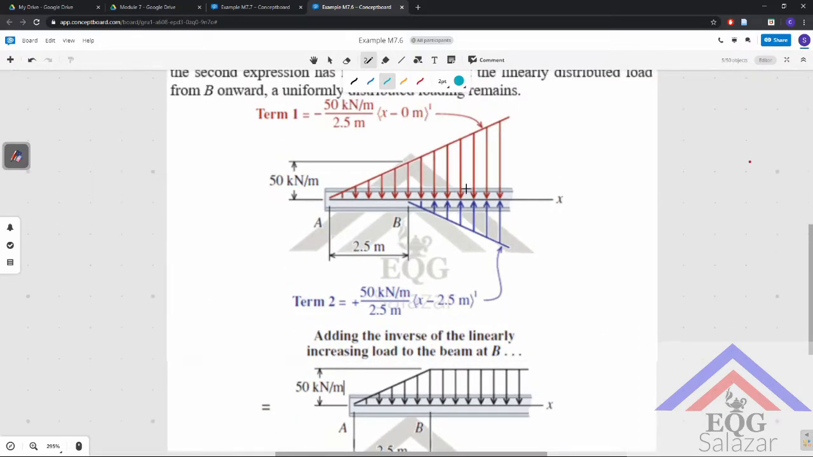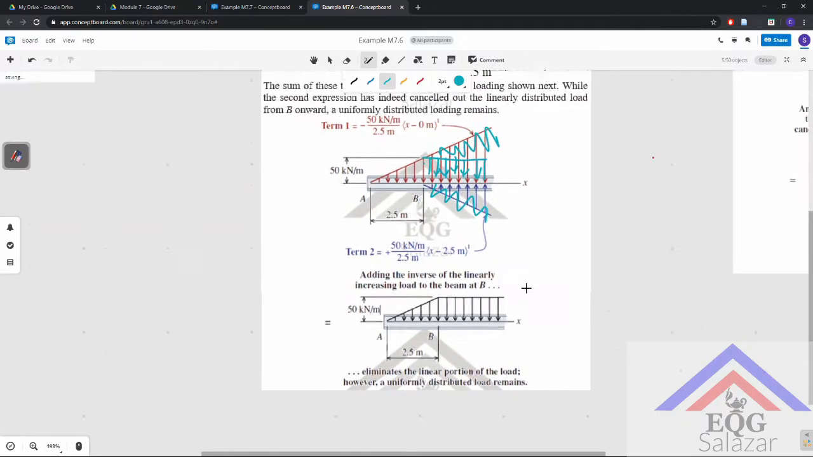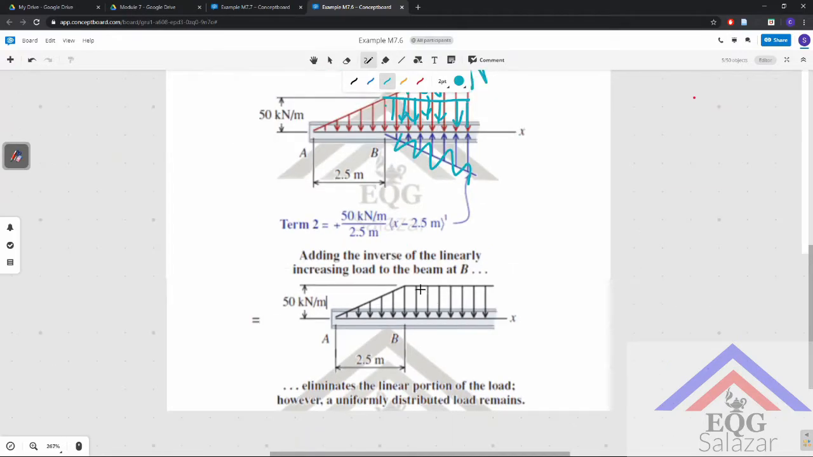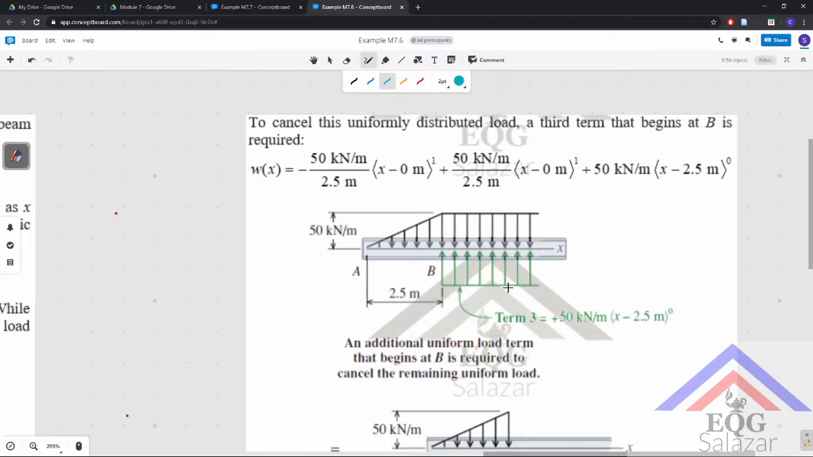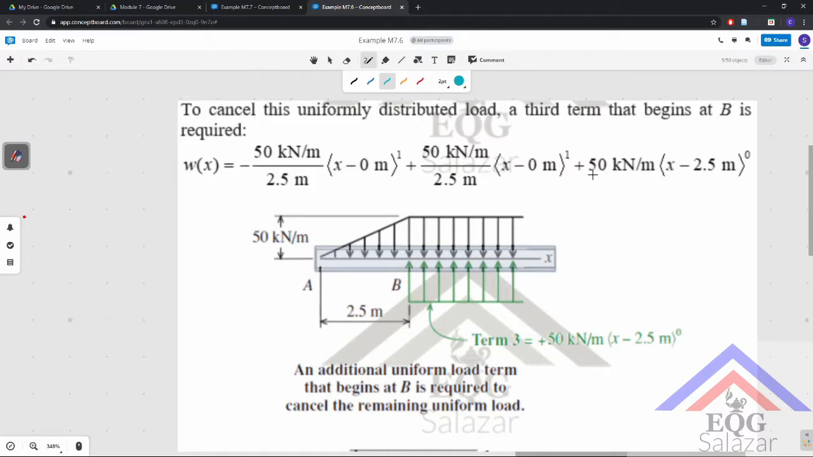There is still a rectangular load here, because you canceled out the triangular load with respect to this and this. So what's left is the rectangular load, and to cancel out this rectangular load, you have to add another rectangular load but in the opposite direction. So that will add onto our expression for the distributed load.